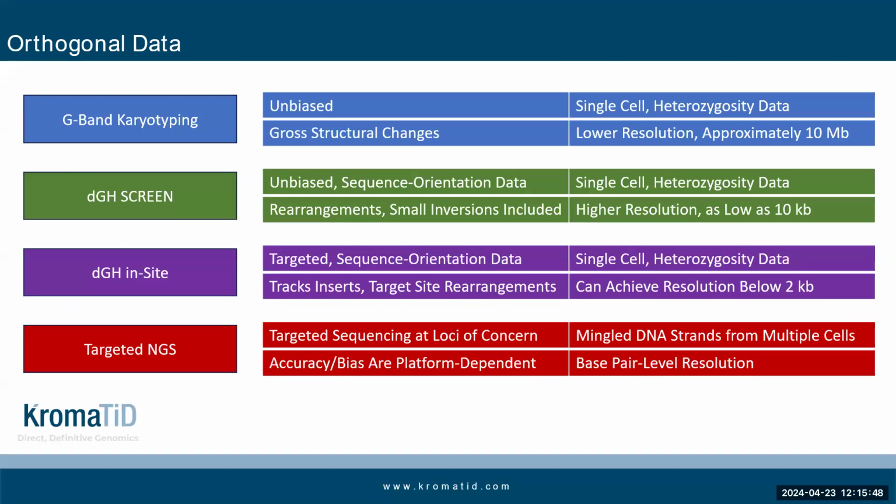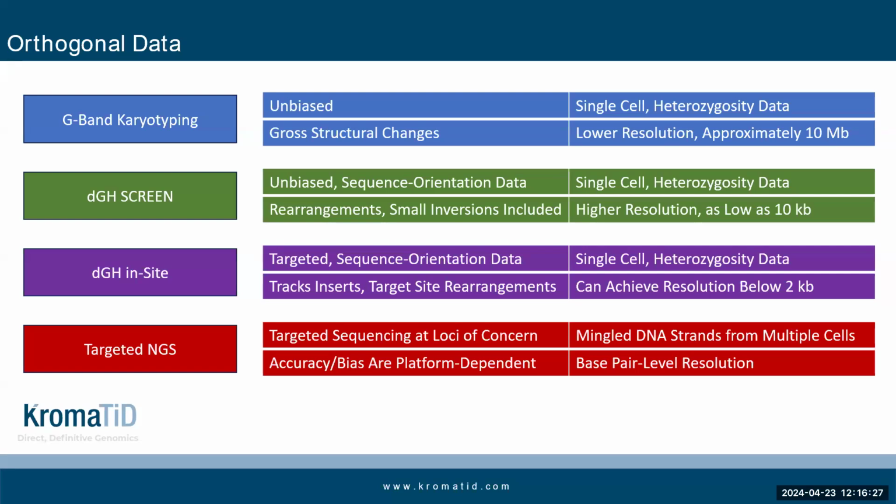Orthogonal data refers to information gathered through analysis of the same subject via unrelated methods. In this analysis sequence, samples are assayed first via G-banding, as it targets the whole genome of single cells in an unbiased way and is relatively inexpensive. Subsequent analysis by DGH screen, also single-cell, unbiased, whole genome, offers a higher resolution orthogonal comparison of the G-banding data.